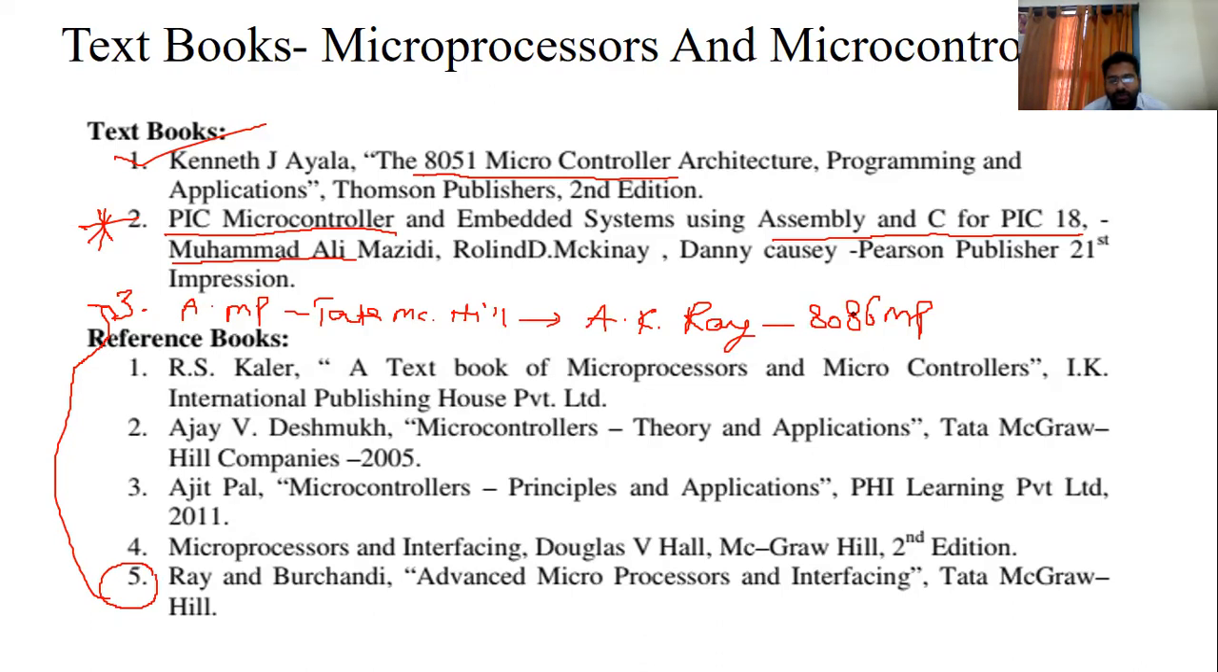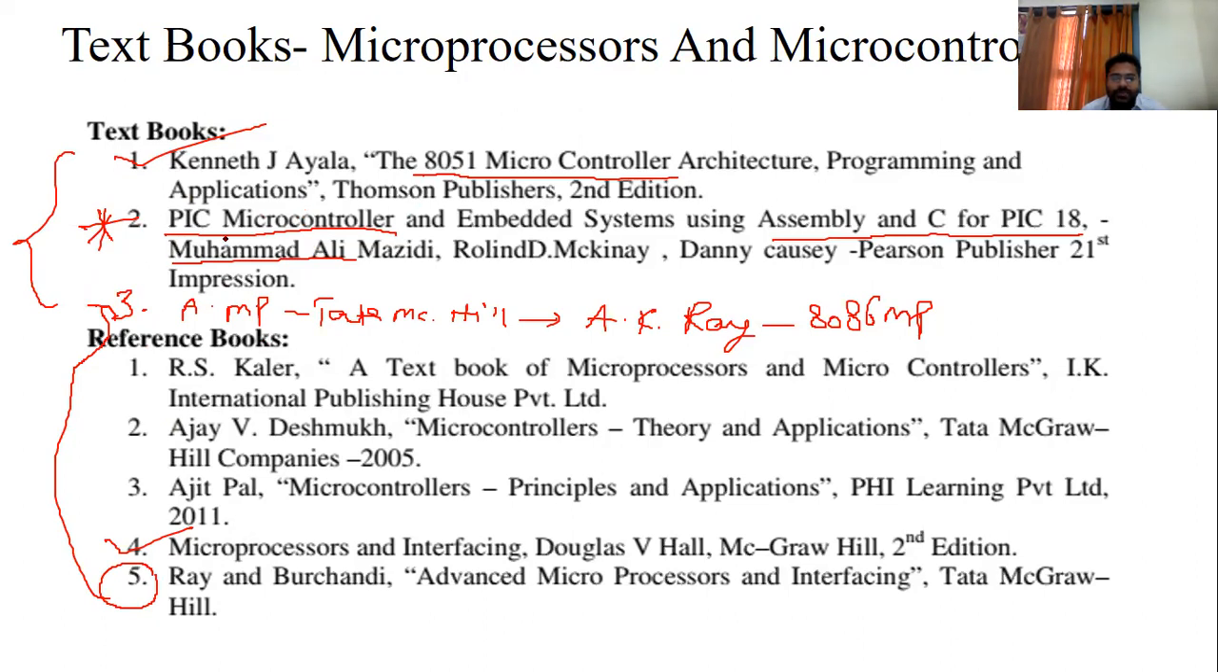Whenever you are interested to read another topic, you can follow the next choice, a very standard textbook by Douglas V. Hall. It is somewhat difficult to understand this textbook, but these three are necessary. The entire microprocessor and microcontroller syllabus is available in these 3 textbooks. First one is Kenneth J. Ayala, used for 8051 microcontrollers.